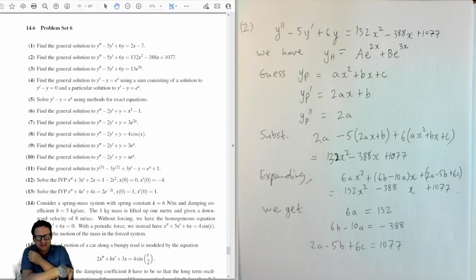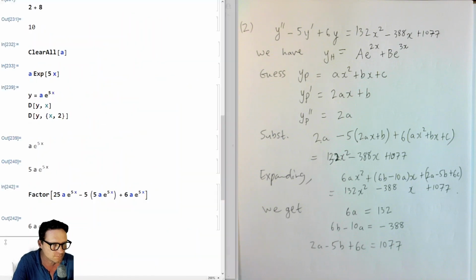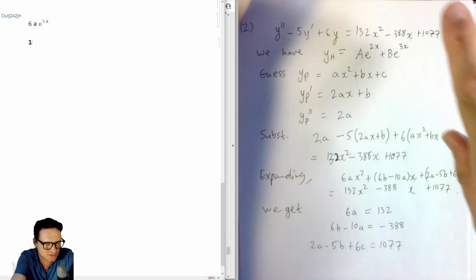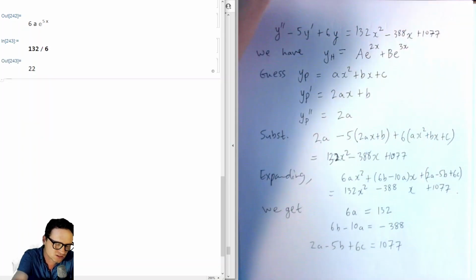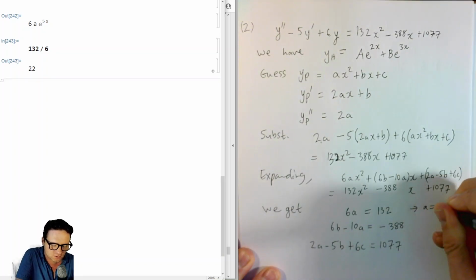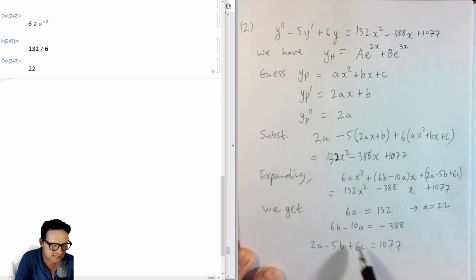Now 132, that's clearly even. It is, let's see, 66 times 2 is 120 plus 12. I think that's 132. But you know what? I'm just going to get out Mathematica here. And we're going to calculate. Okay, so 132 over 6. What does this reduce to? 22. So clearly we have A equals 22.